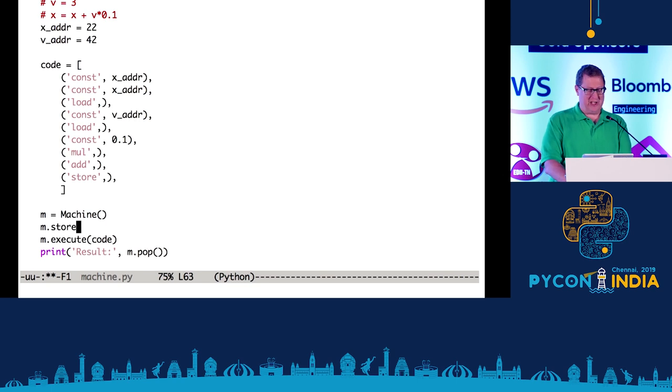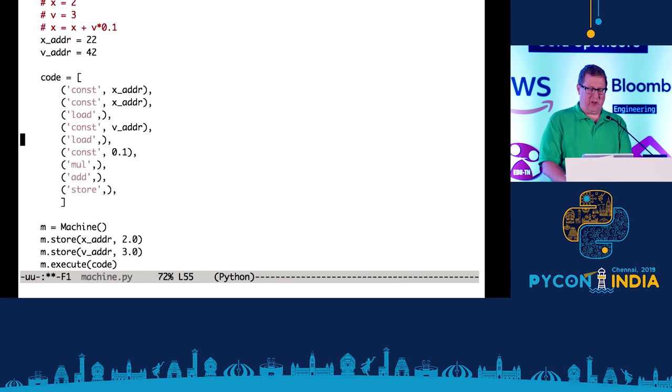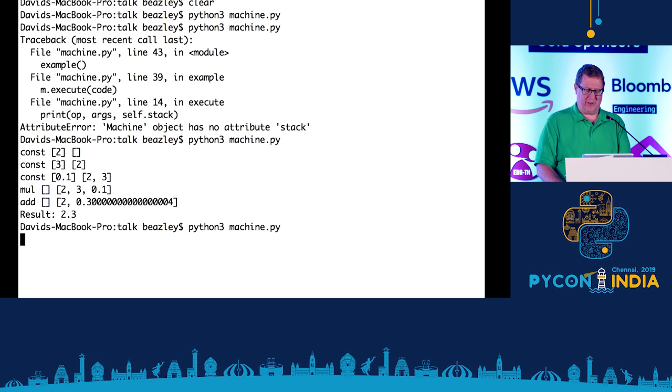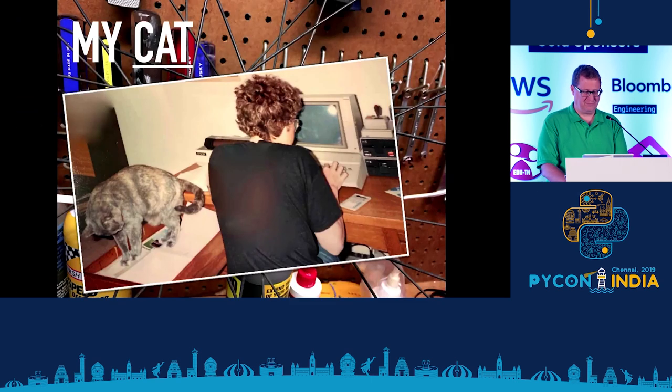And then the way the machine would work is you'd have to set up some variables. So I'd say, at the X address, I'm going to store 2. And at the V address, I would store 3, and then I would execute my code, and then at the end, instead of popping something out, I would just load it out of X. So I'm building up the machine, giving it memory, memory addresses, load and store, and I'll keep my fingers crossed that this thing still runs here. Self-stored value, okay.